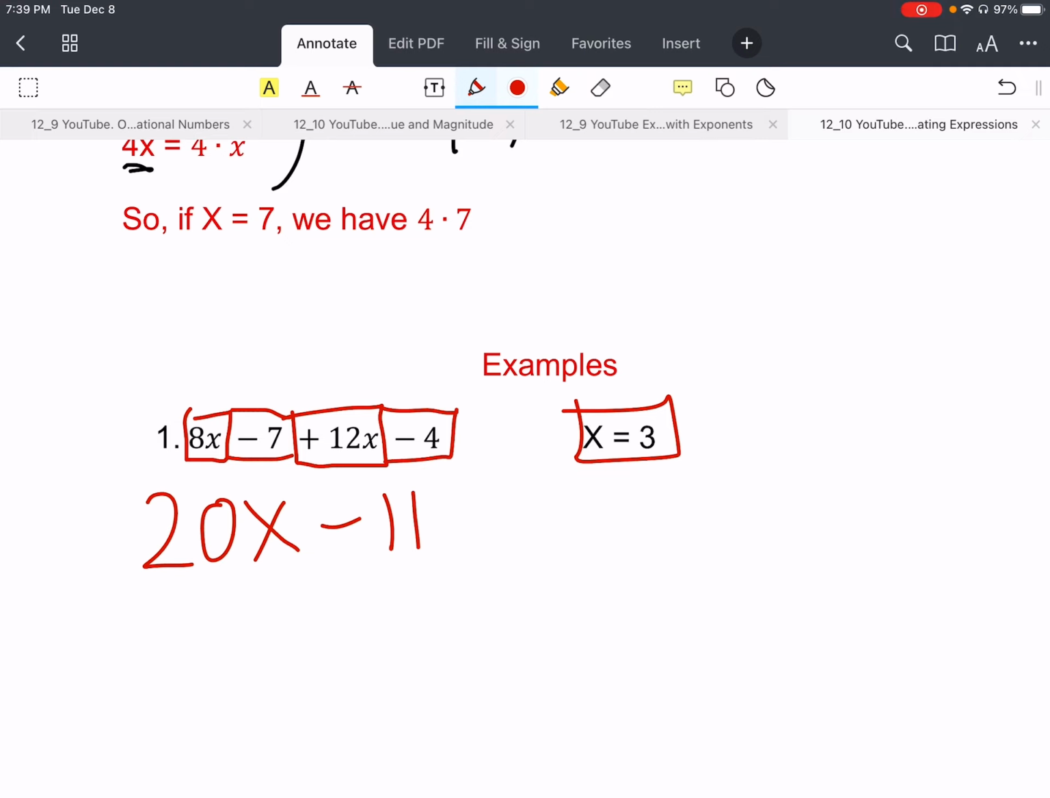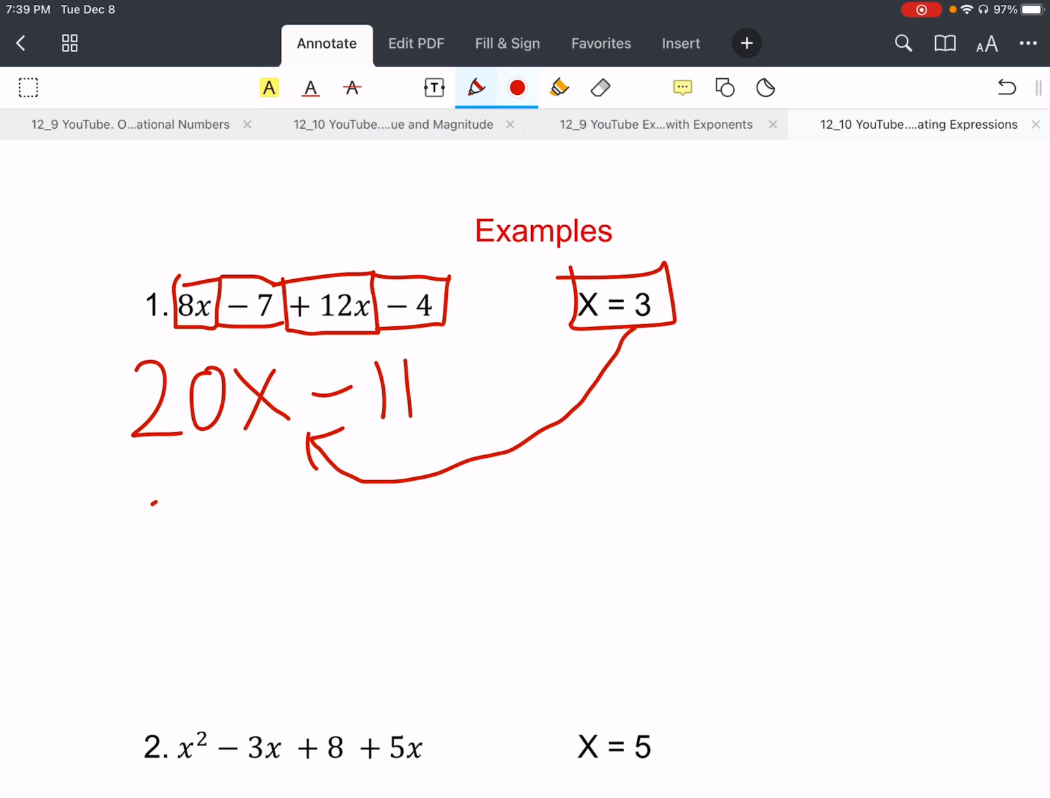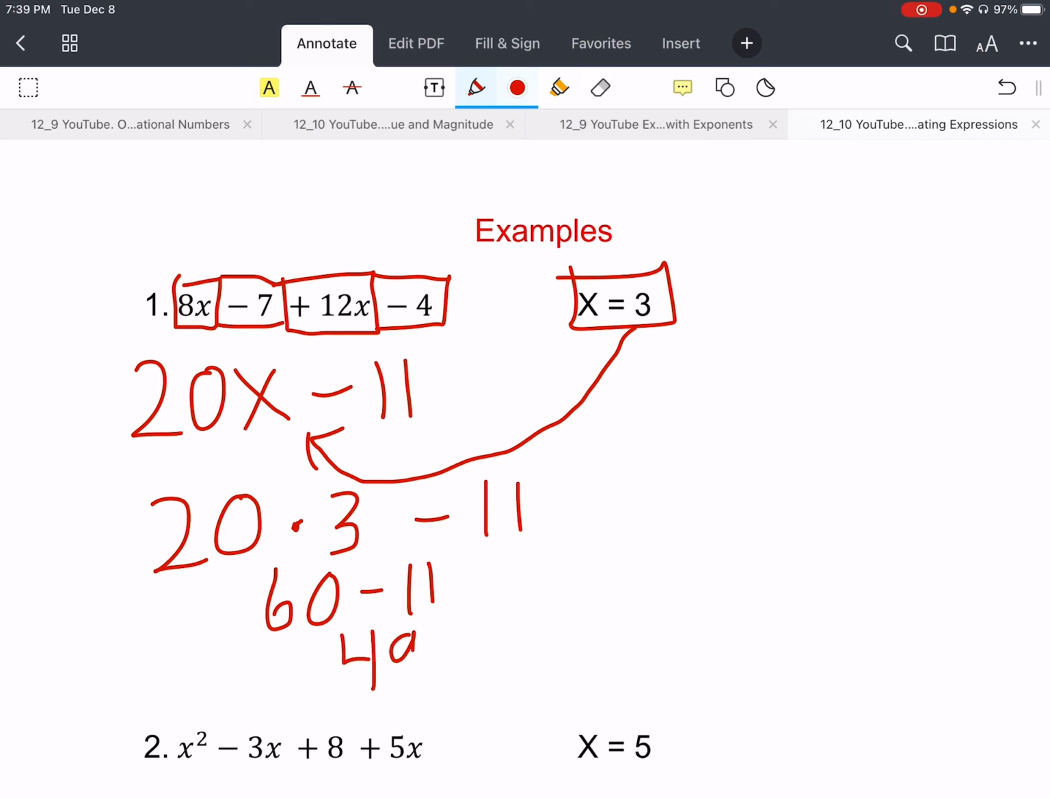Now that I've combined like terms, I'm going to take my x equals 3 and put it right here. So I can rewrite my expression as 20 times 3 minus 11. And I need to do multiplication first. So 20 times 3 is 60 minus 11, and that's going to equal 49.